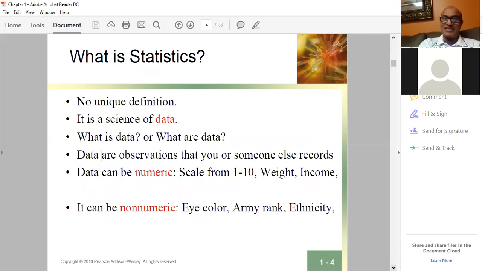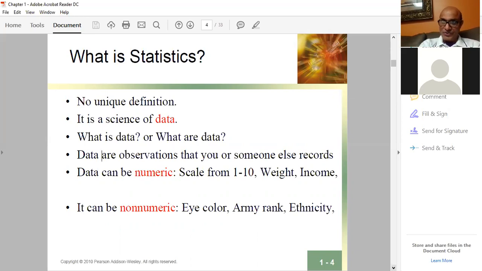So now what is statistics? Just now I told you, no unique definition. It's just, I would say, the science of data. So the question must arise, what do we mean by data? What are data? So data are nothing but the observations that you or someone else records, right?